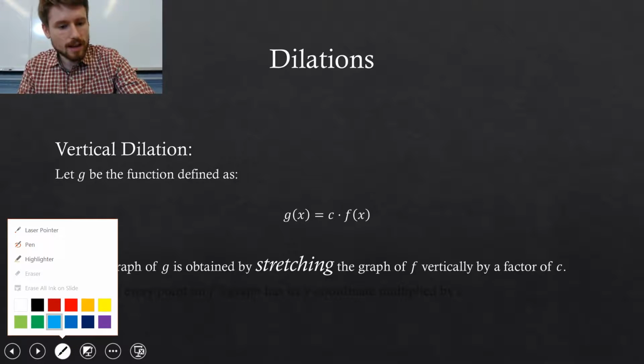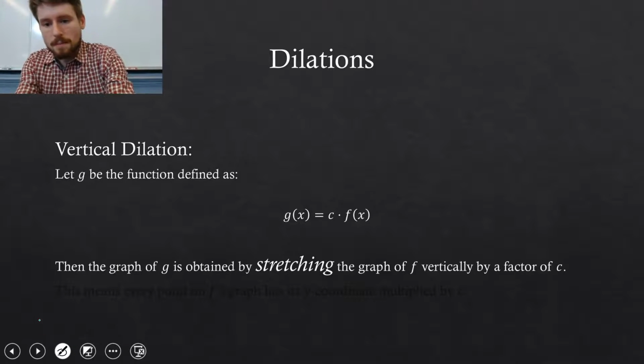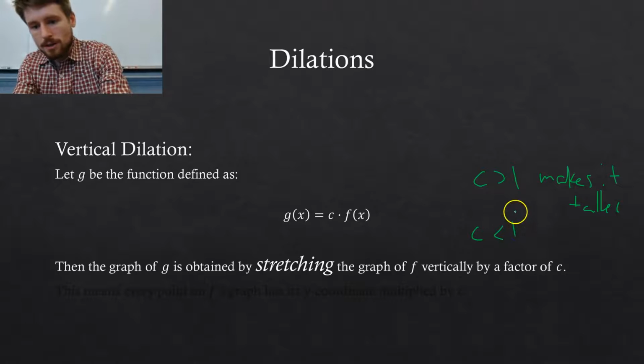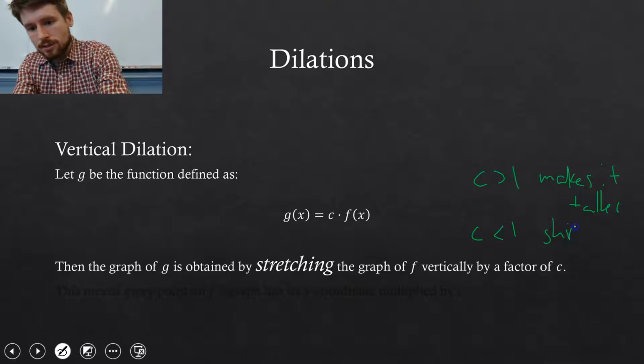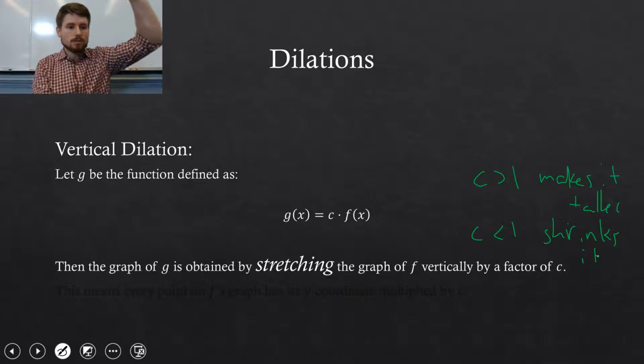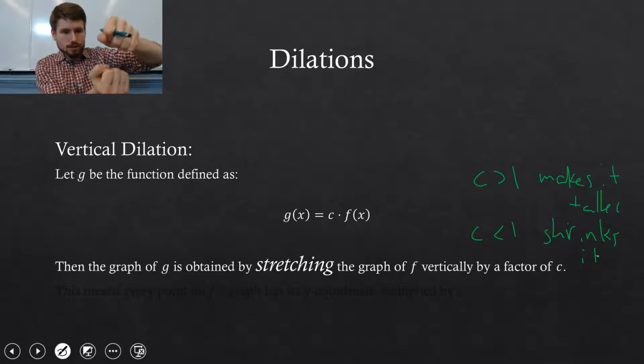Let's go ahead and write that down as a note so that we can keep that in mind. c being more than 1 makes it taller, and c less than 1 shrinks it, makes it shorter. That's going to compress it. So the key value for what happens to the graph is 1. If it's more than 1, you stretch it out. If it's less than 1, you squish it down.